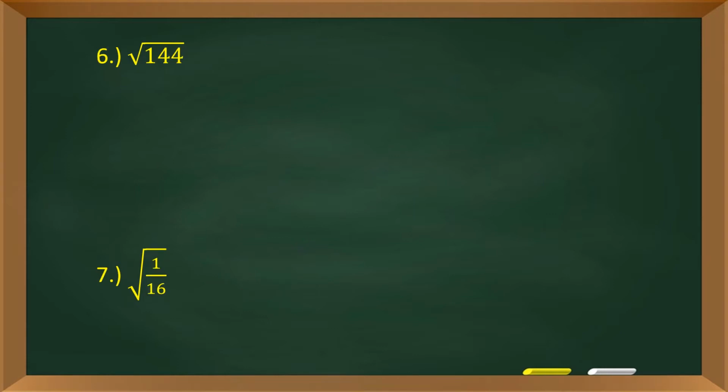And now another set of examples. The square root of 144 is plus or minus 12. While in number 7, the square root of 1 over 16 is plus or minus. In the numerator, the square root of 1 here is 1, and the square root of 16 is 4. So the square root of 1 over 16 is equal to plus or minus 1/4.